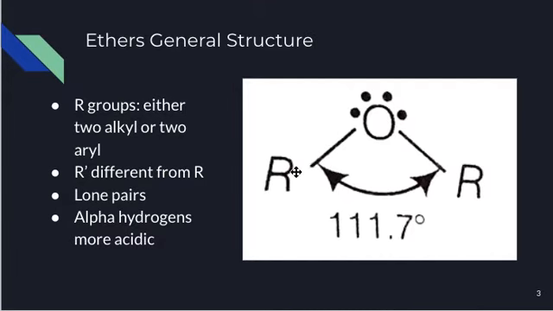And the C-O-C bond right here, the C being a carbon on one of these R groups, has a bond angle of about 110 to 112 degrees. It depends on which source you look at. And the distance between the carbon and the oxygen right here is about 140 pm.